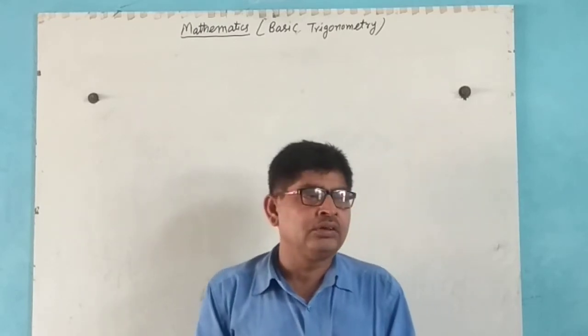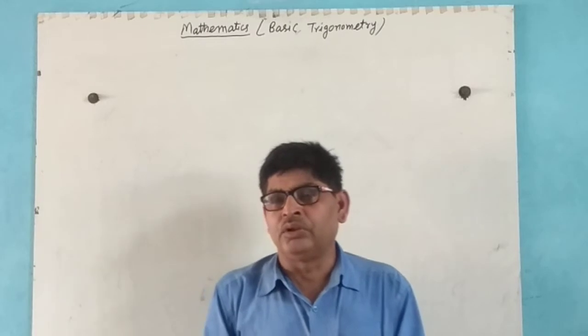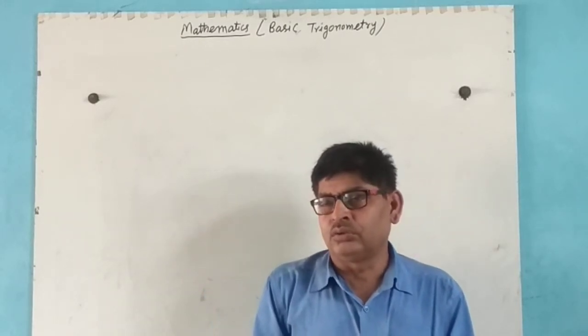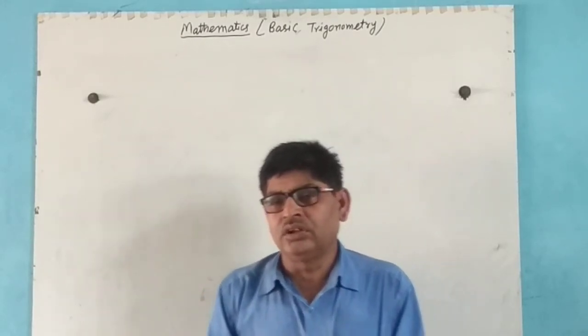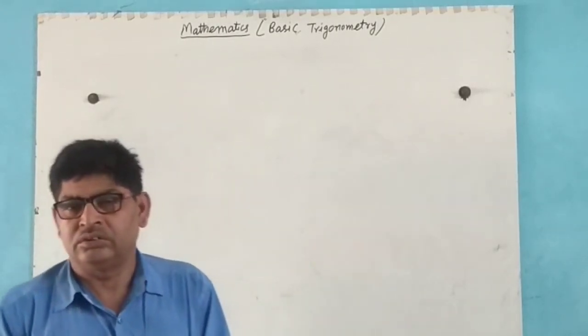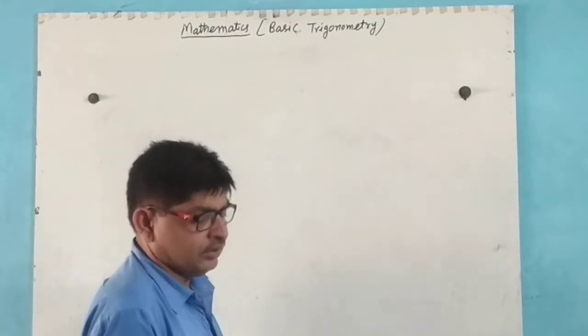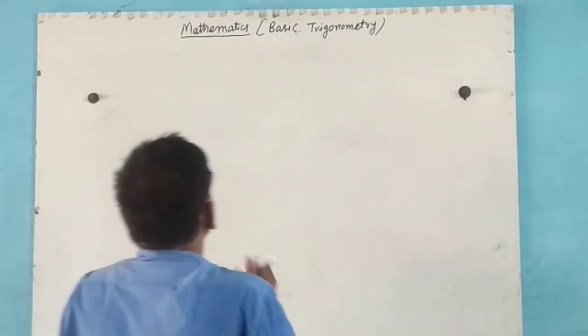As the ratio of perpendicular to the hypotenuse is called sin, and it is denoted by sin theta.